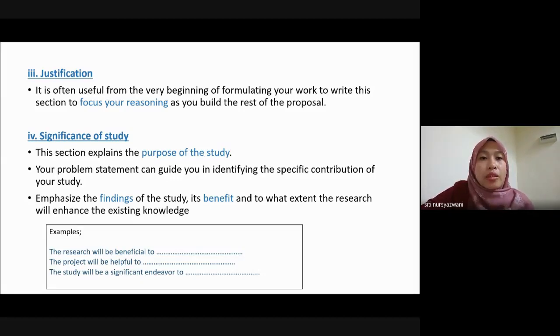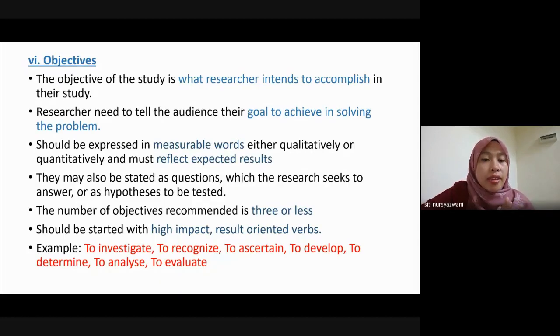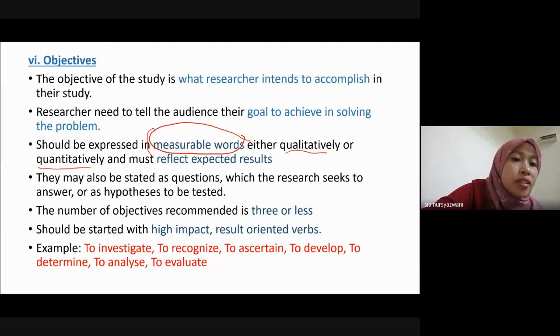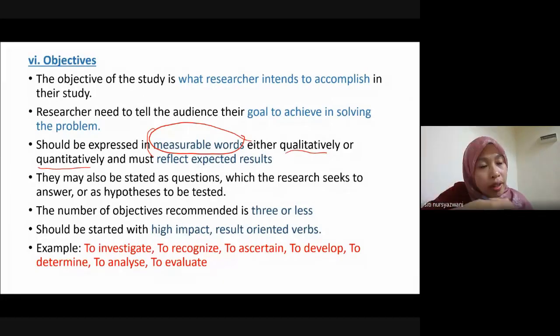Okay. So next is objective. Okay, objective of the study is what researcher ataupun you intend to accomplish in your study. Okay, researcher needs to tell the audience their goal achieved in solving the problem and should be expressed in measurable words, tak kisahlah sama ada quantitatively ataupun qualitatively, and perlulah reflect kepada result you nanti, expected results, and they may be stated as question, which the research seeks to answer ataupun hypothesis to be tested.